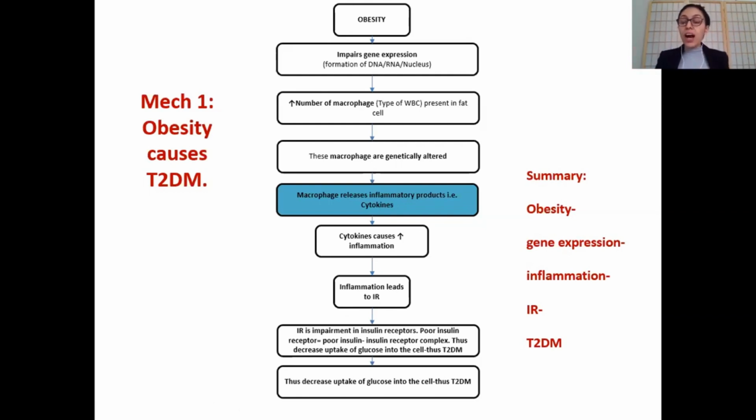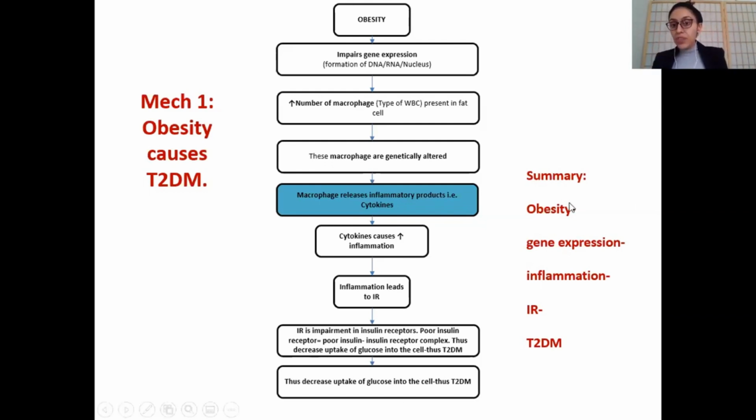And thus, when you have high insulin resistance, you have poor transportation of glucose from the blood into the cell. Therefore, you have high blood sugar levels, which is an indicator of type 2 diabetes. Does that make sense, guys?